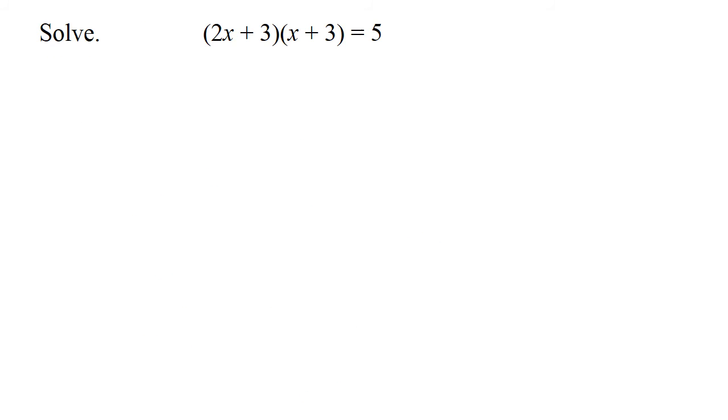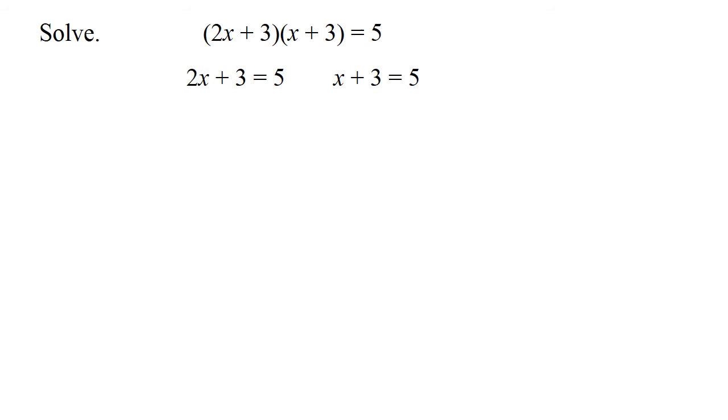All right, so I get this, and I look at this problem, and I say, this kind of reminds me of the first example we did. You know, everything factored out. So, hey, I'm just going to go with that. 2x plus 3 equals 5, and x plus 3 equals 5.